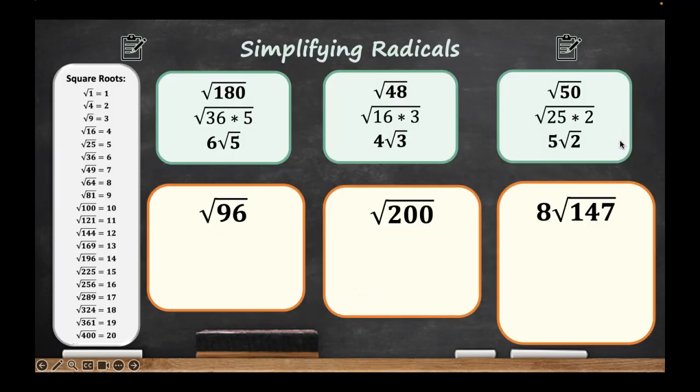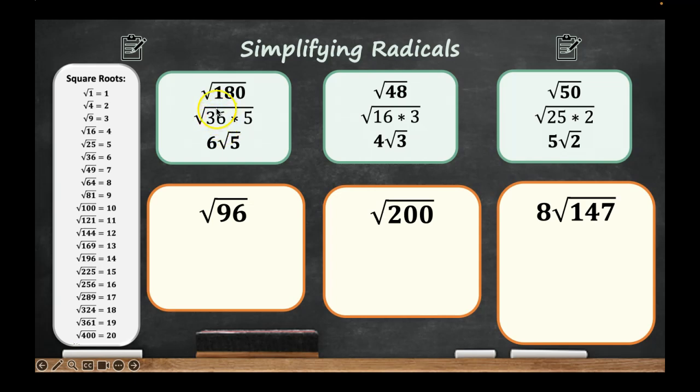So now let's look at simplifying radicals. When you simplify a radical, you want to take out the largest perfect square that can go into the number under the radical evenly. So if I look here at 180, 36 is the largest perfect square that can go into 180 evenly. 36 times 5 gives you that 180.